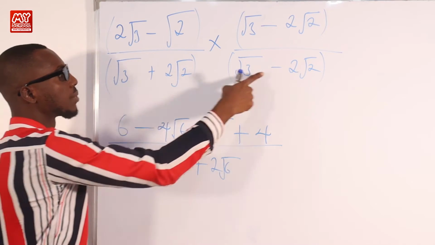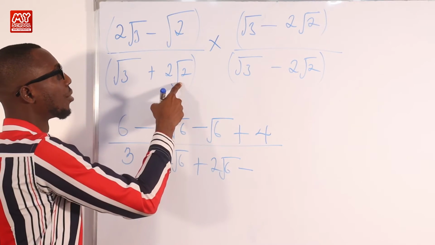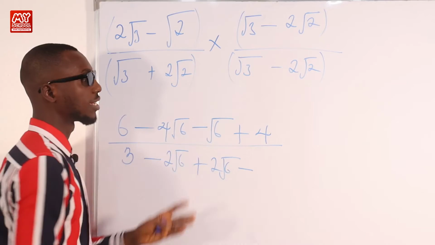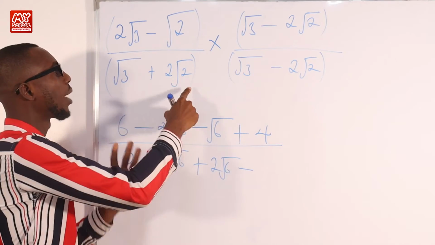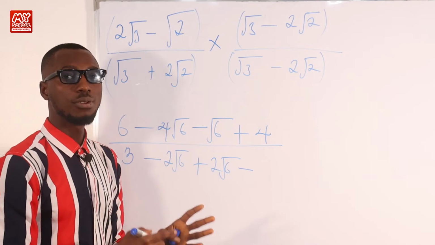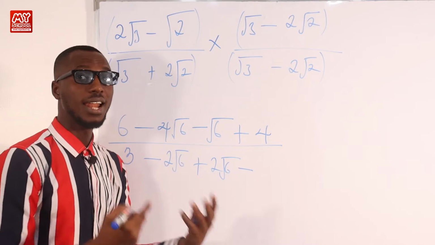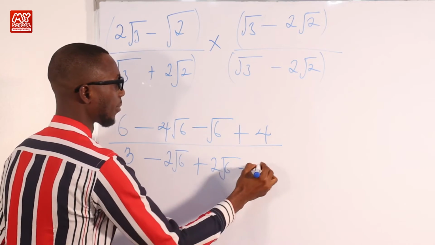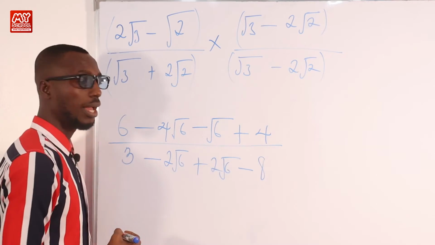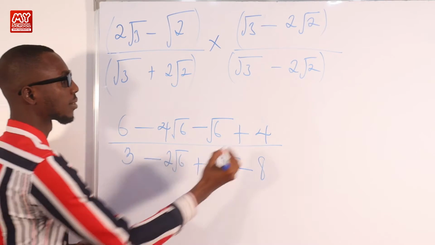Plus times minus is minus. So 2 times 2 is 4, then root 2 times root 2 is root 4, the square root of 4 is 2, so 2 times the 4 we have outside gives us 8. Now let's work together. We have 6.